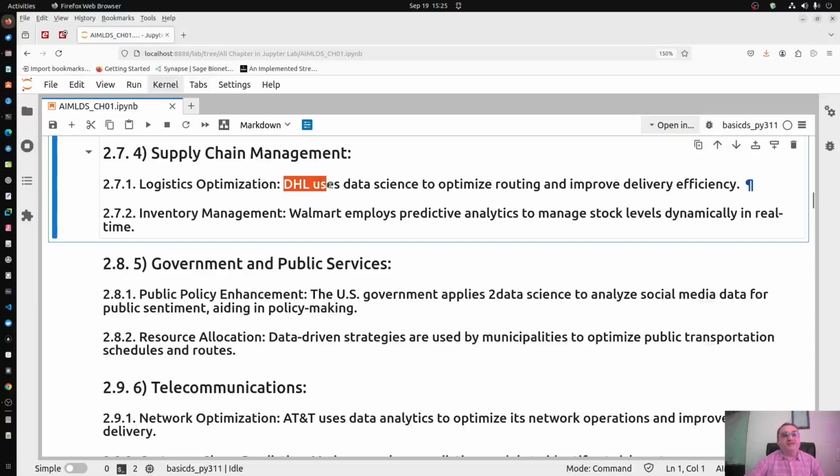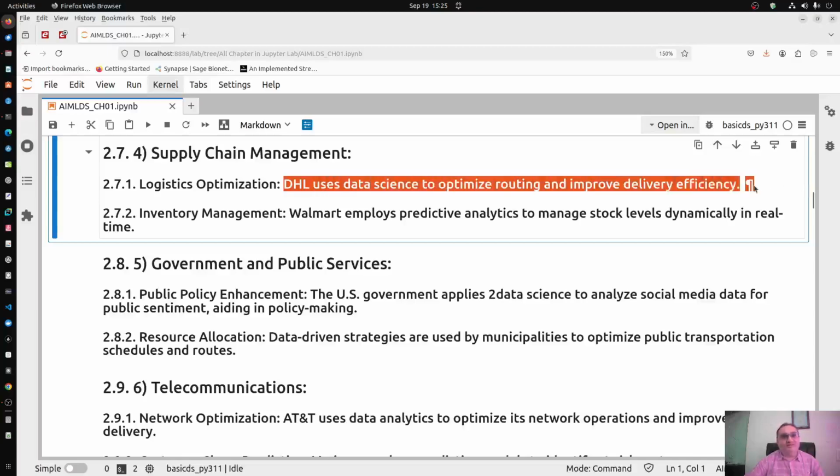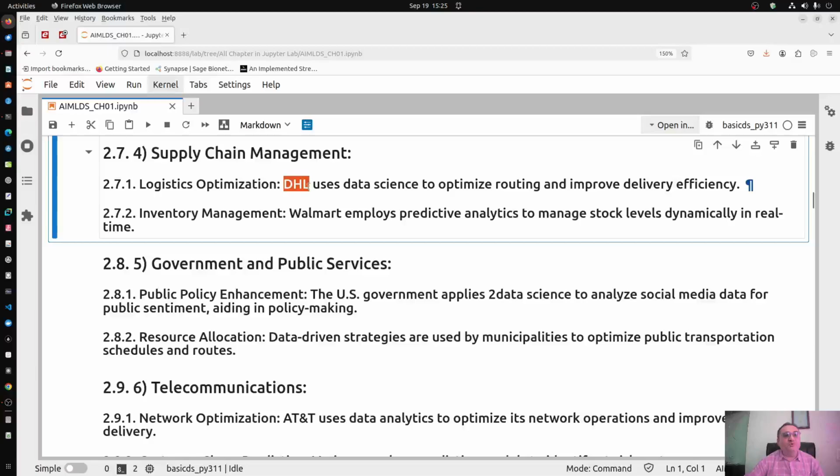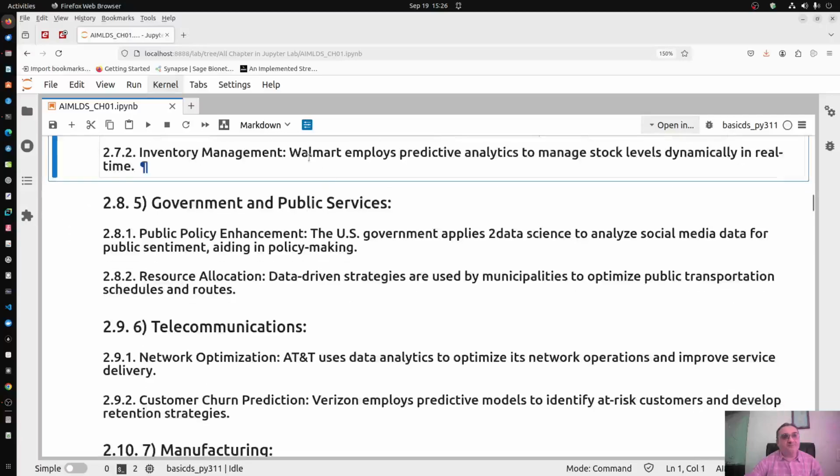For example, DHL is one of the world's largest courier agencies. They have to use logistics because that will optimize their routes and improve delivery efficiency. That is, delivery can be given in the fastest possible manner and with the least amount of expense. That is what they use data science for.